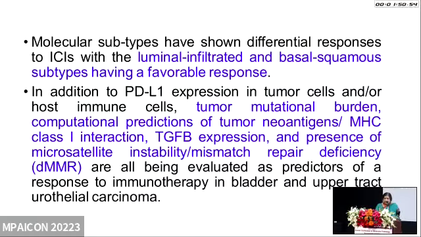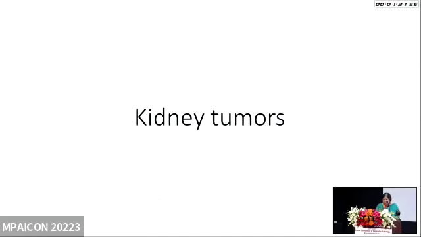So molecular subtypes have shown differential responses to immune checkpoint inhibitors, with the luminal infiltrated and basal squamous subtypes having a favorable response. In addition to that, PDL1 expression, tumor mutational burden, and the presence of microsatellite instability and mismatch repair deficiency are all being evaluated as predictors of response to immunotherapy in bladder and upper urinary tract carcinoma.